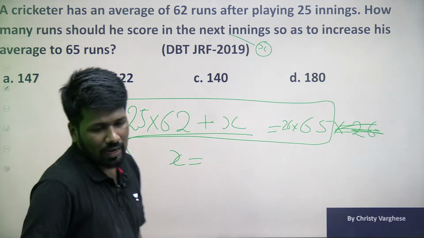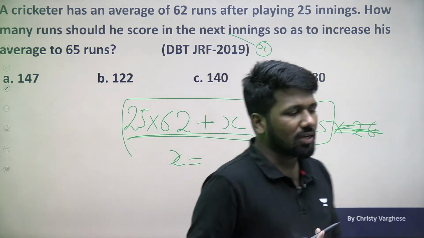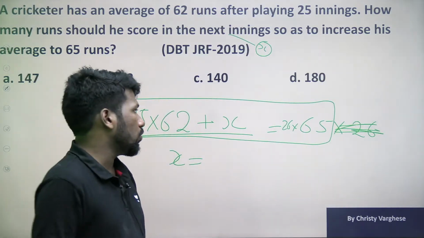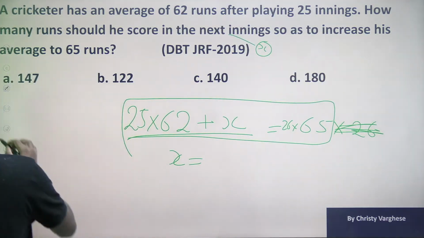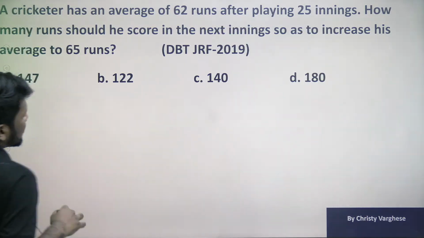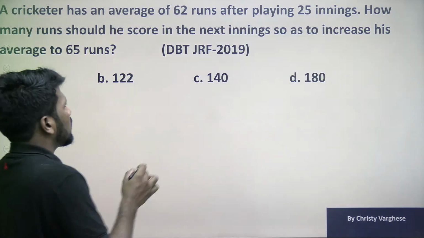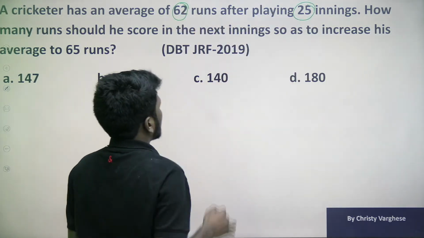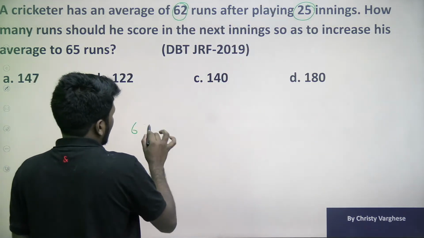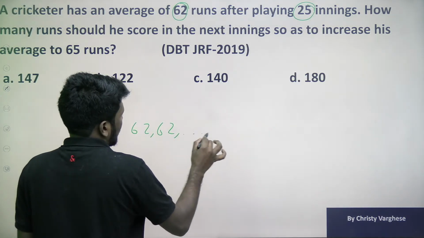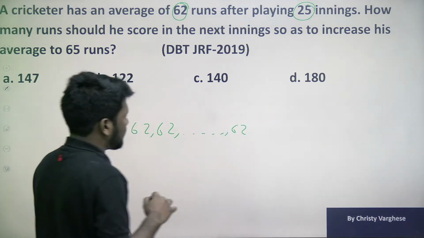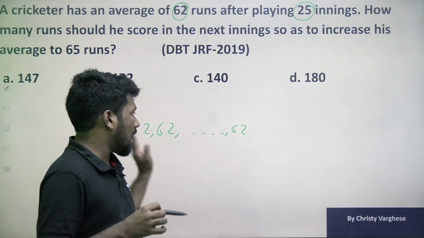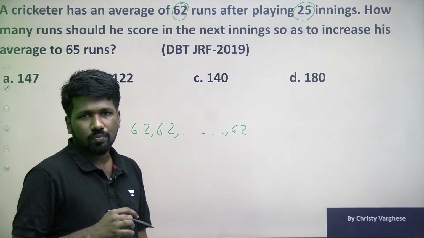But this is not what I will suggest you to do. In my previous free classes on averages, I have taught you with the flashcard, I have shown you how to do this using the deviation idea. What is the deviation idea? Listen carefully. You can take an example to understand it. If the average of 25 innings is 62, then all observations are 62, that is a valid example. If all 25 innings he scored exactly 62 runs, the average also is 62.